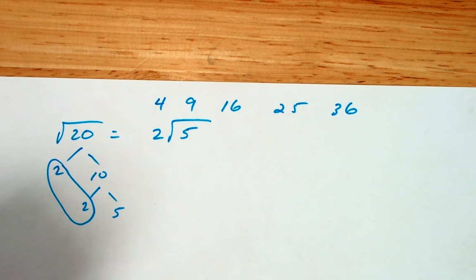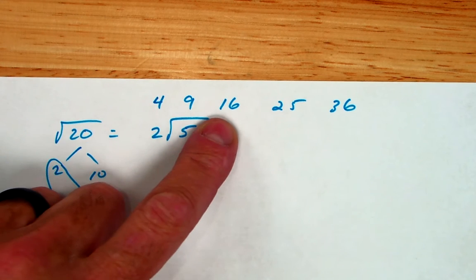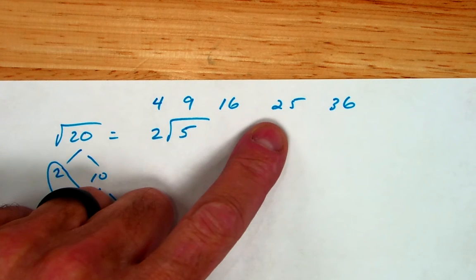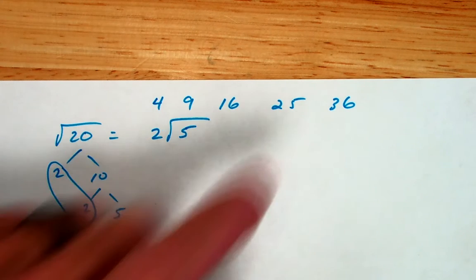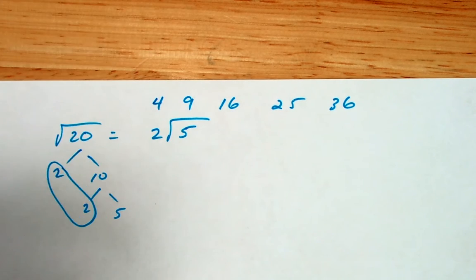They're all perfect squares. And I know the square roots of them. Square root of 4 is 2. Square root of 9 is 3. Square root of 16 is 4. Square root of 25 is 5. Square root of 36 is 6. Those are the numbers that are special, that are worth looking for.